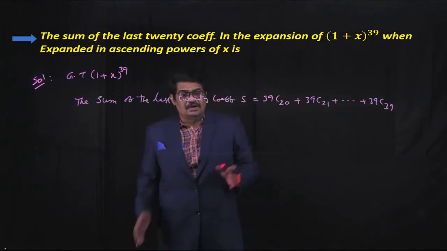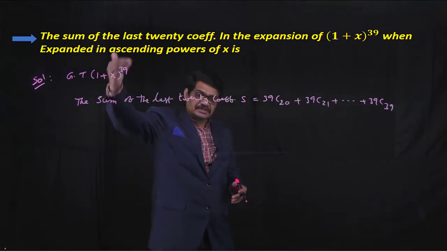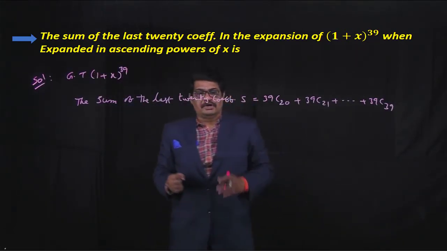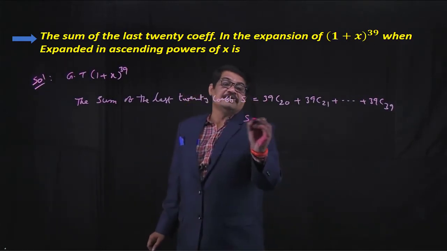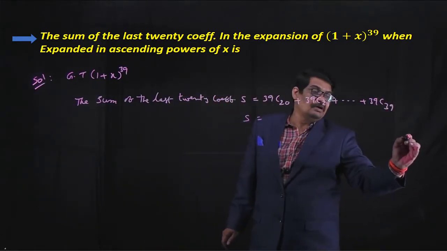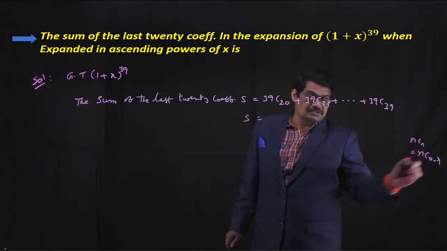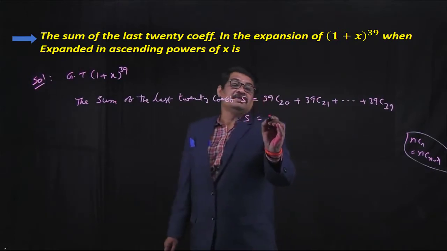These are the last 20 coefficients in the expansion of (1 + x)^39. So now we have to write the sum of these coefficients. Let this sum be S. Now we are applying the formula: nCr is equal to nC(n minus r). Using this formula, we are writing the coefficients here.